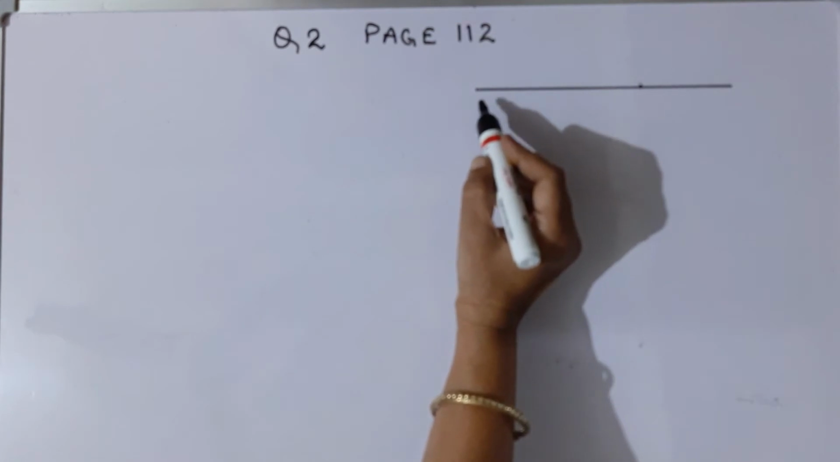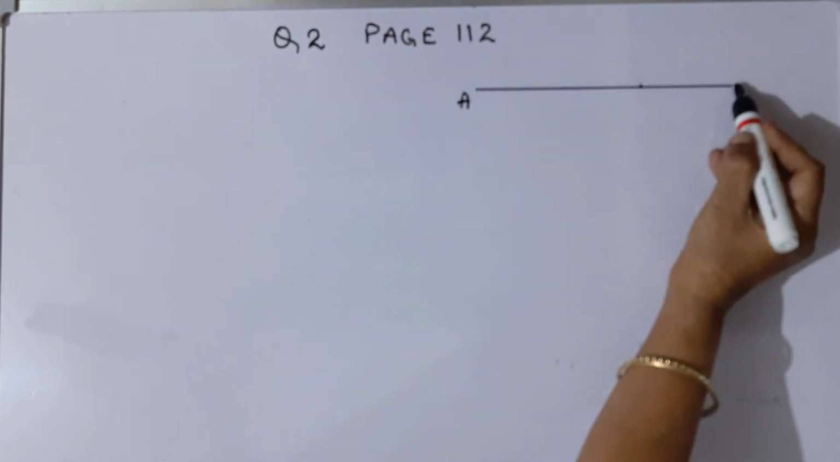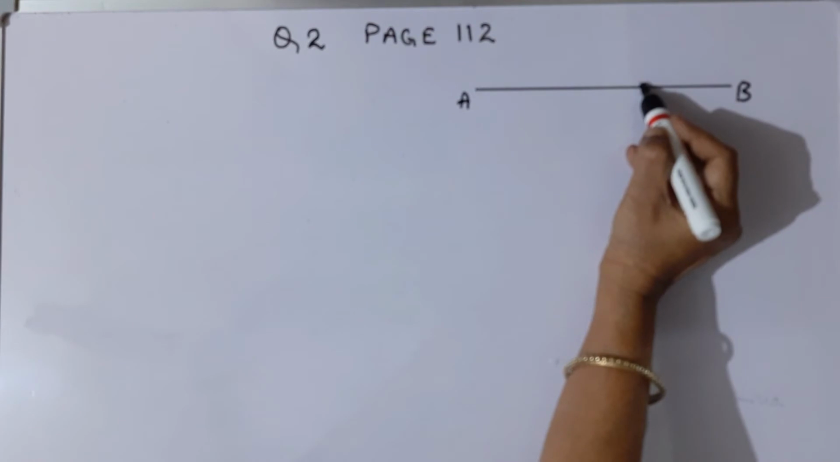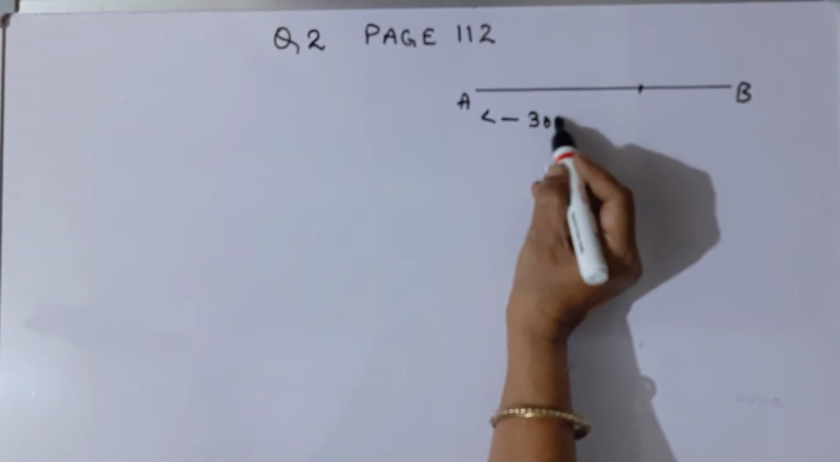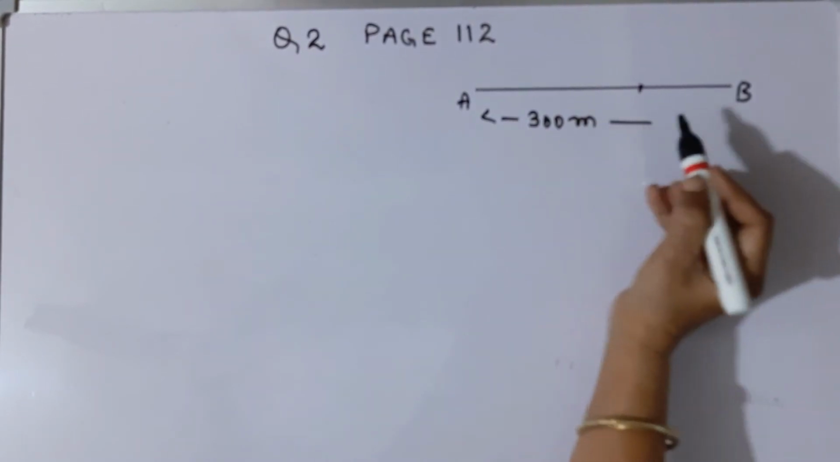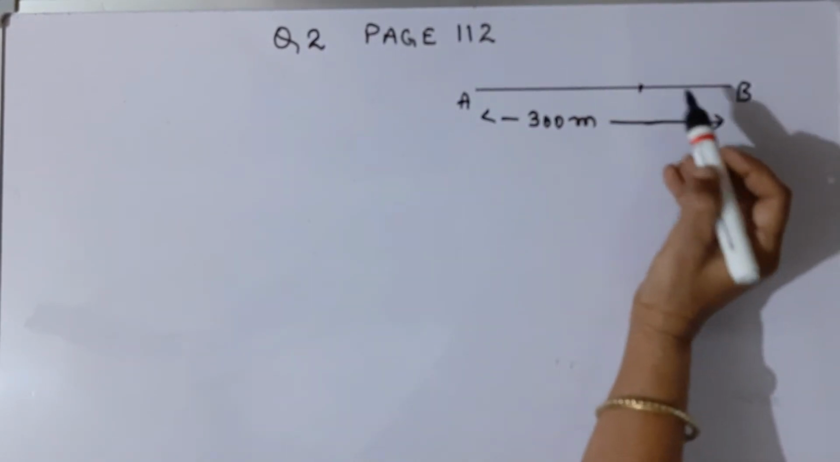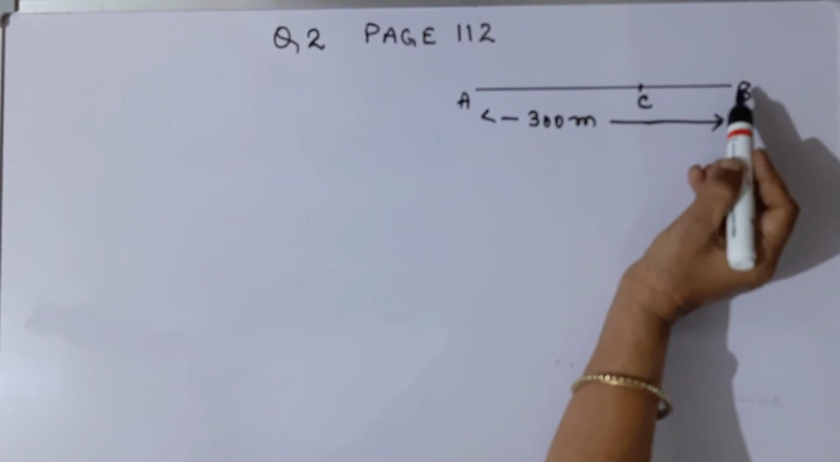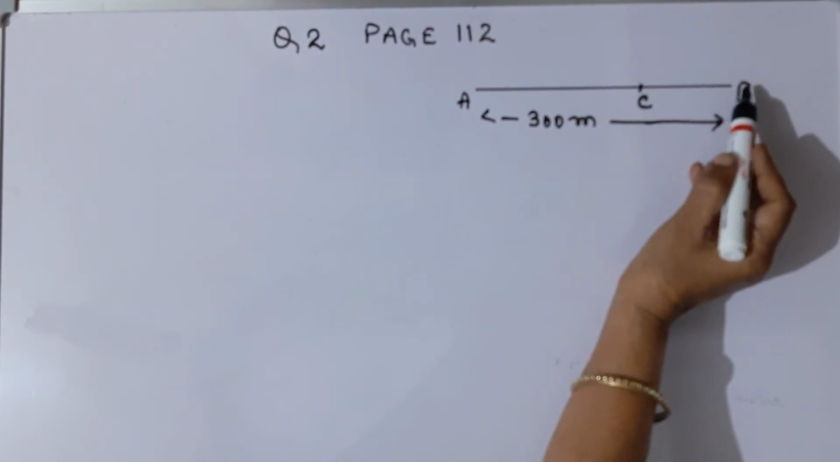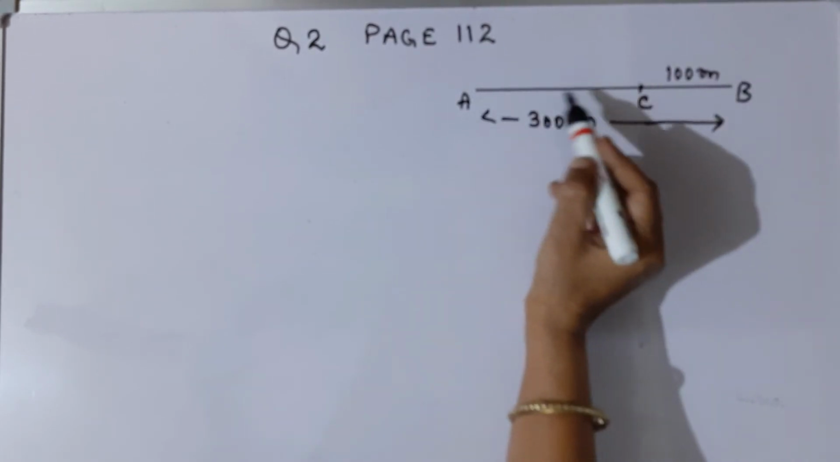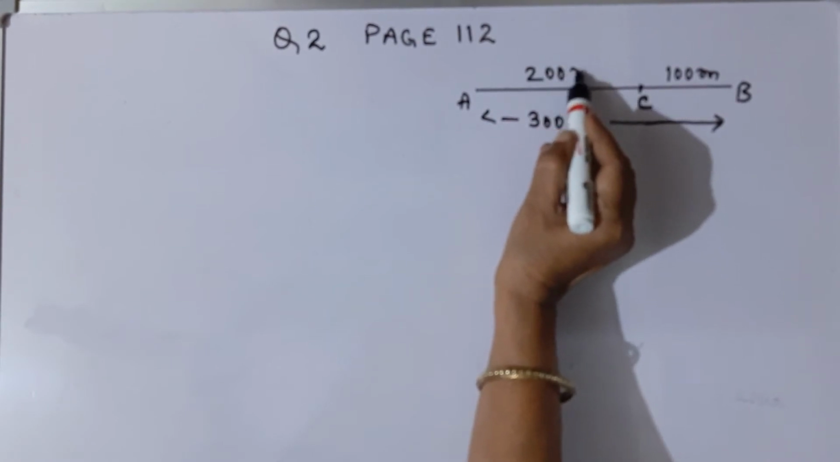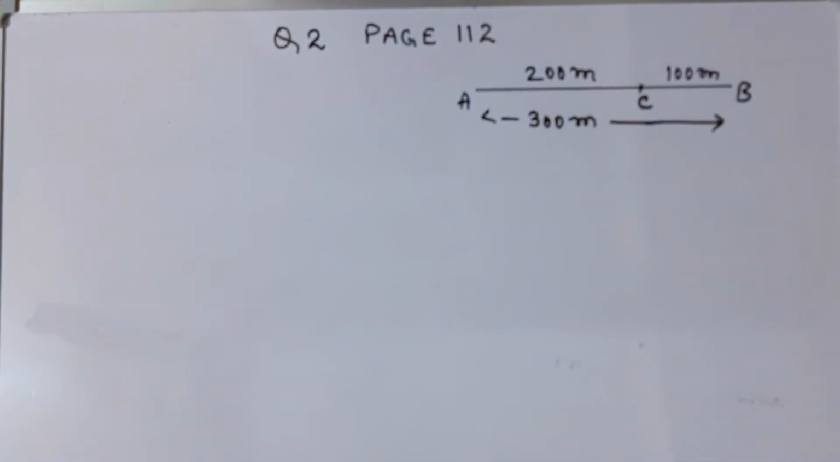Suppose this is the point A and this is the point B. The total length from A to B is 300 meter. This is point C. It is given that the distance between points B and C is 100 meter. Therefore, the distance AC will be 200 meter. Now we try to solve the question part-wise.